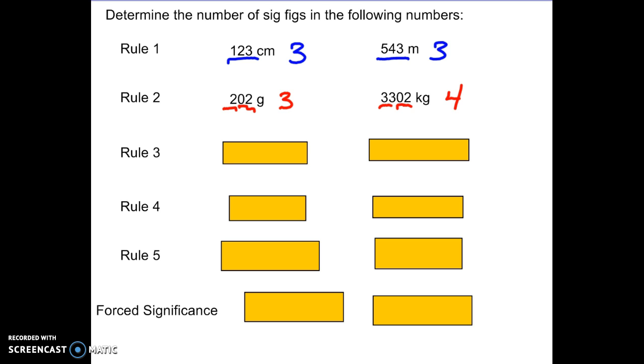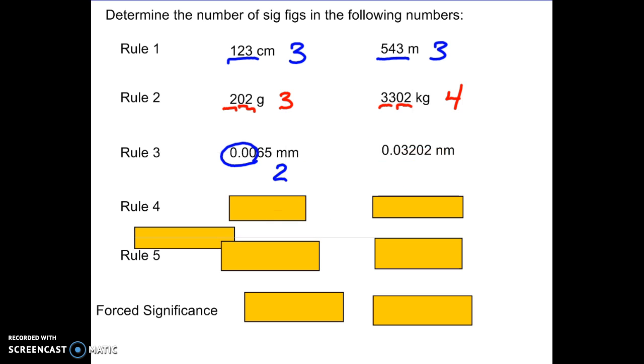Rule number 3: zeros in front of a non-zero digit are not significant. This tends to give some students some difficulty. So if you look at the following number here, 0.0065 millimeters, these zeros are in the front of the number, so they are not significant, which gives two significant figures in that measurement. In the second example, we have a couple of zeros.